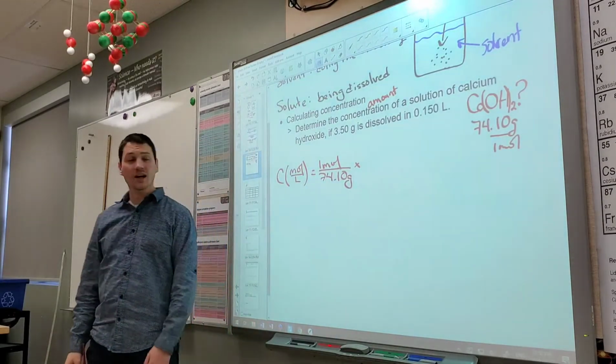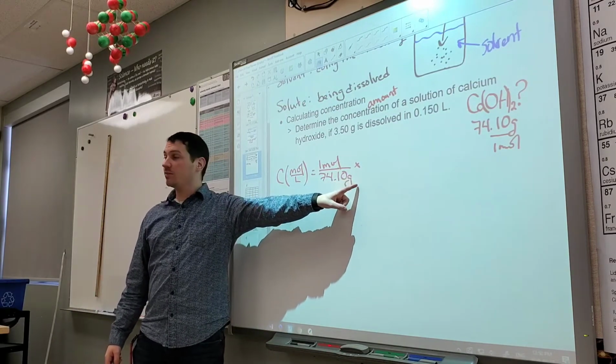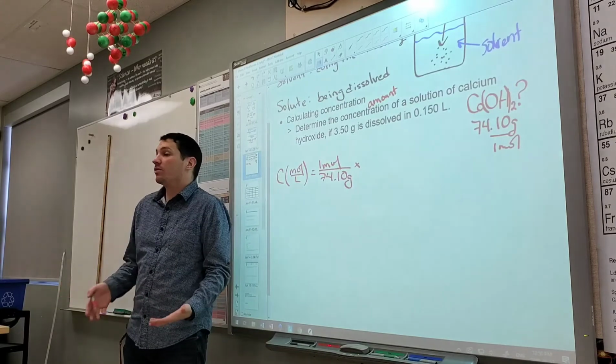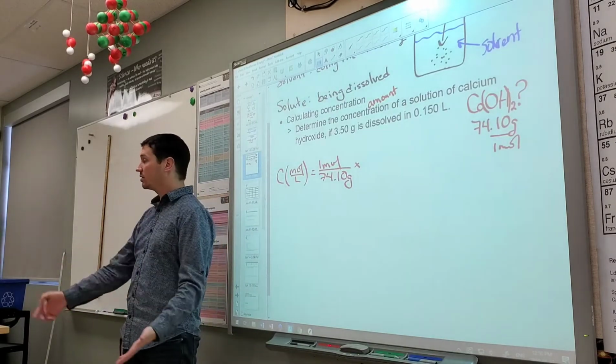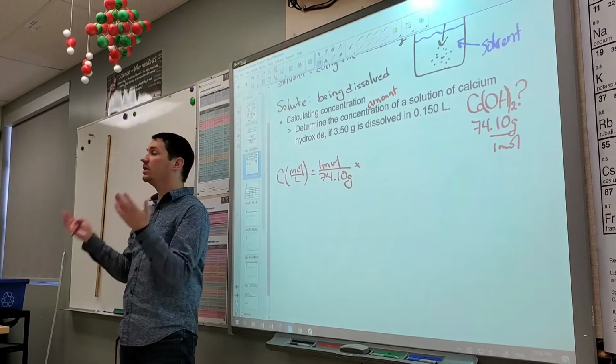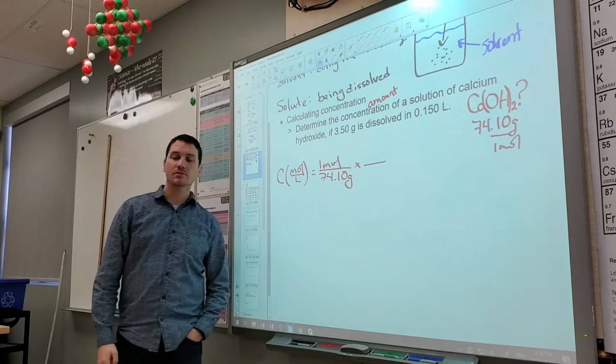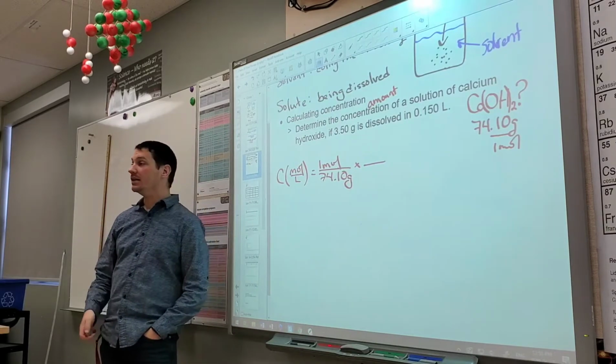Okay, I want to be very clear. You don't have to put the unit and the thing that it belongs to because we're not talking about a chemical reaction yet, right? We're just saying you put this stuff in water, what's the concentration? So you don't need a chemical reaction. How am I going to get moles per liter out of this?